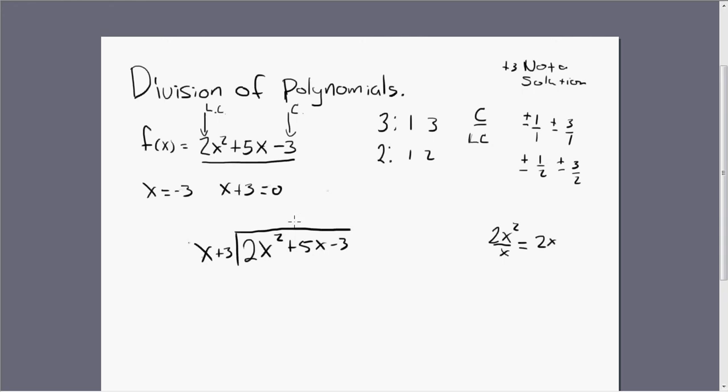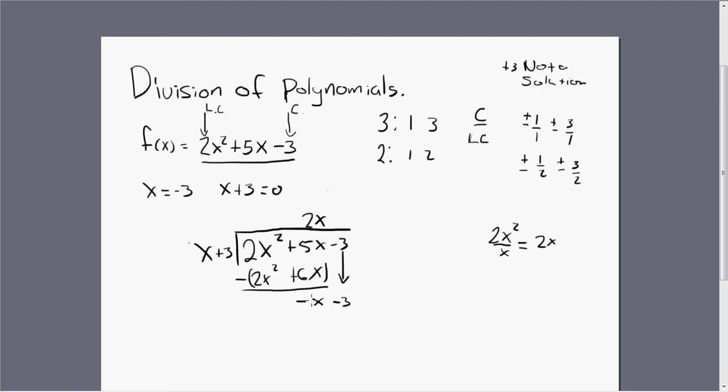And once again, x plus 3 does not go into 2x squared because that's a monomial and this is a binomial, but x plus 3 does go into 2x squared plus 5x. So the question is, how many times? It's the same thing as before, so I'm just going to put in 2x times. You get 2x squared plus 6x. But remember, I had to subtract these. So 2x squared minus 2x squared is 0. 5x minus a positive 6x gives me a negative x. I'm going to bring down my negative 3.